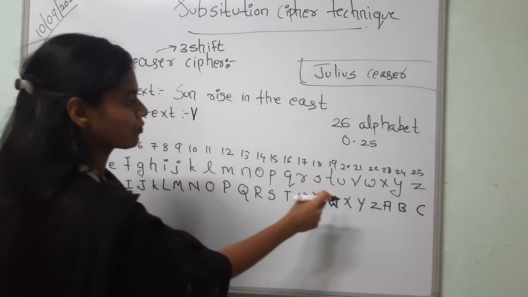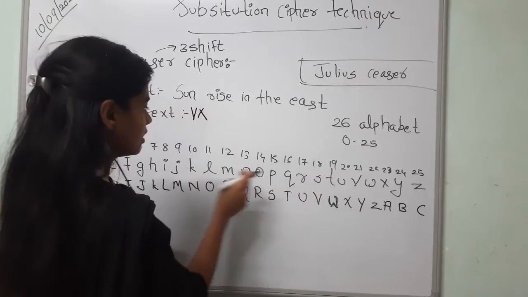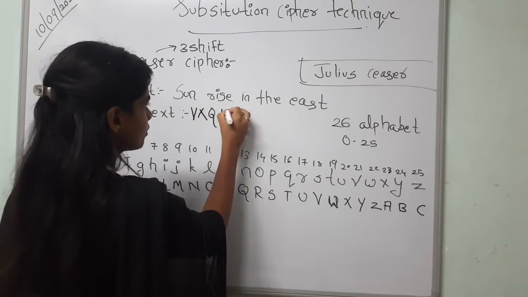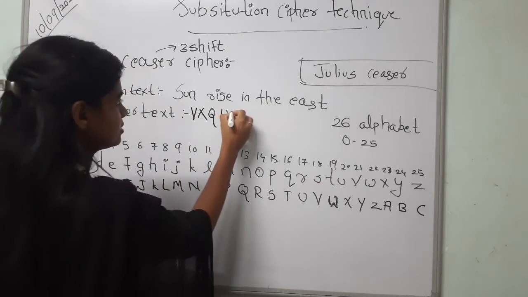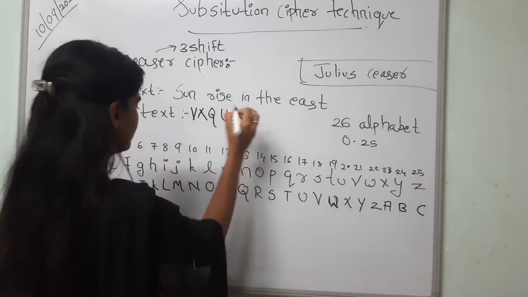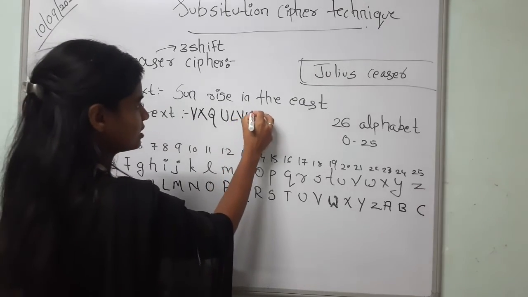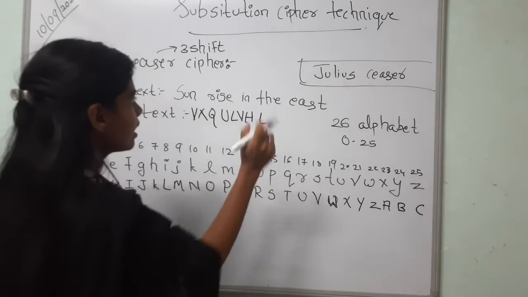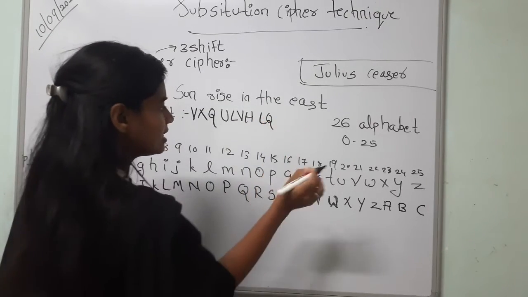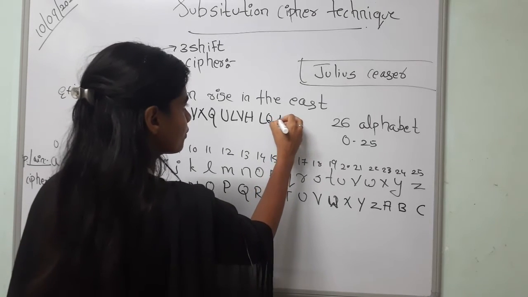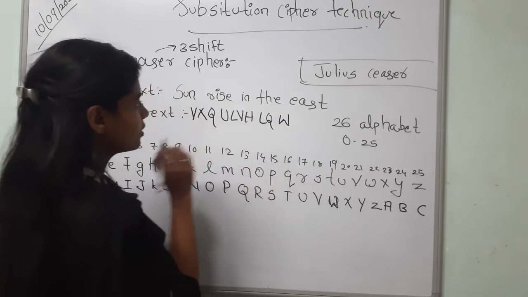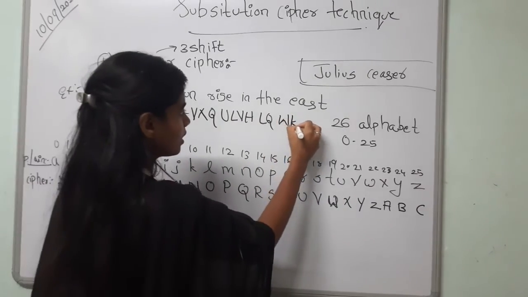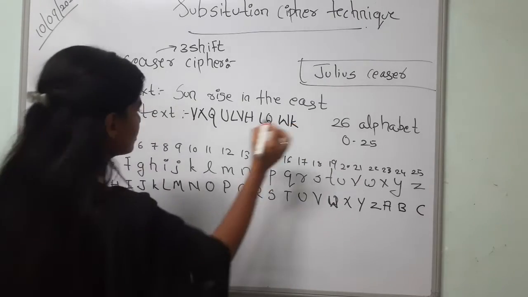V, U, X, N, where is N? N is Q, R is U, and I is L, S is V, E is H, like that. I is L, and N is Q, T is W. Okay, easily understood? T is W, H is K, and E is, where is E?